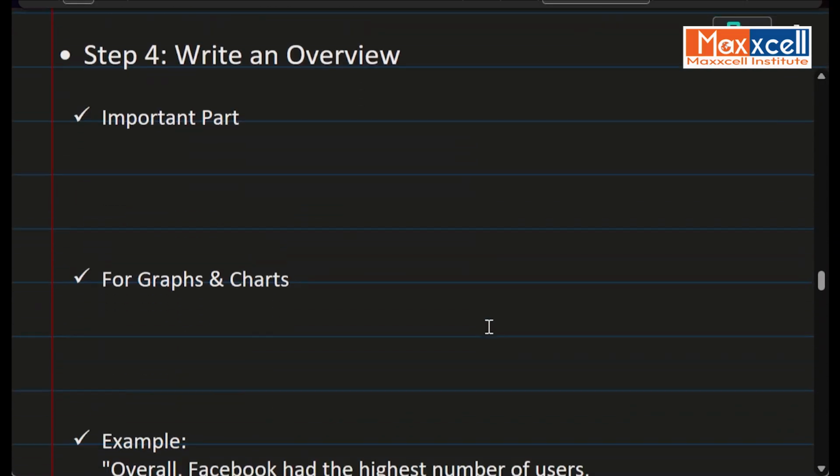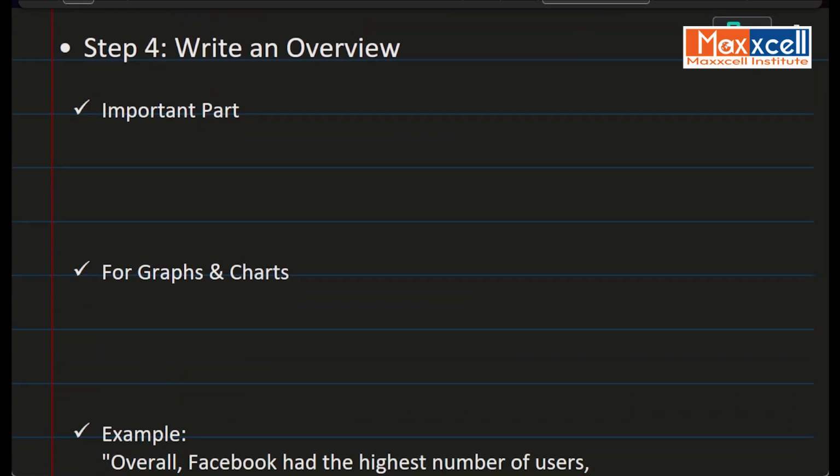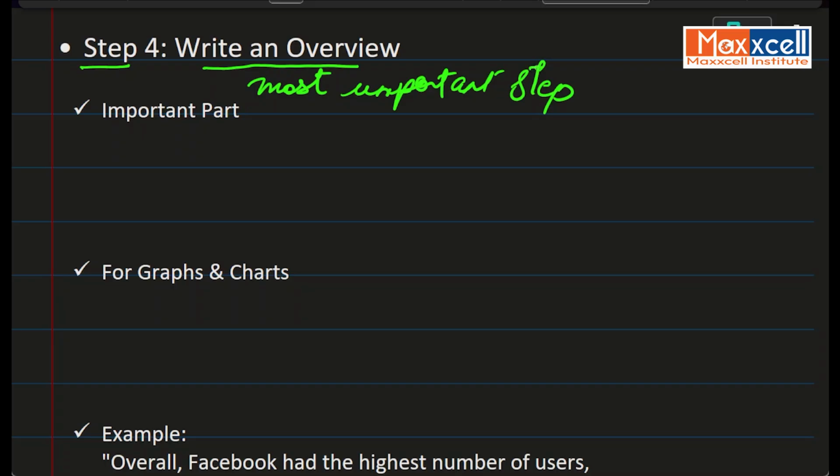Now let us go on to the next one, which is step 4. What can we do after this? Step 4 is to write an overview. The overview is very important, the most important step. You can always take some 3 minutes or so to utilize some time so that you can score well.